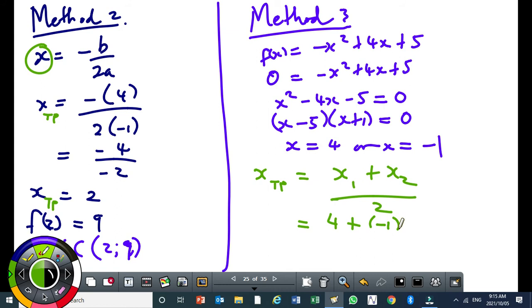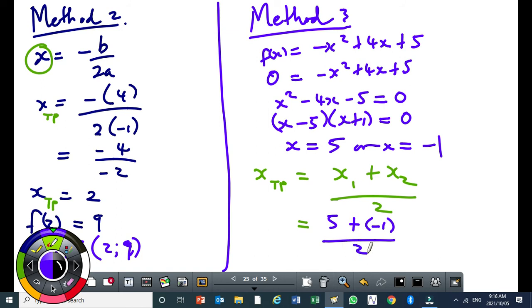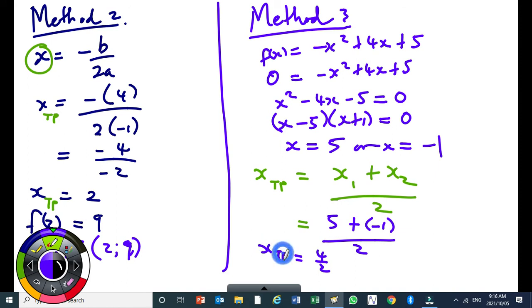So I say, oh, sorry, it's supposed to be minus 5, sorry. This is a 5. I made a mistake with the rushing. So this is a 5. Please, if you have got a question, you're more than welcome to ask. This is a 5, right? So I'll put 5 there plus minus 1 over 2. This will give you 4 over 2. So the x value at the turning point will be equal to 2. Therefore, at C, x is 2, y is 9.